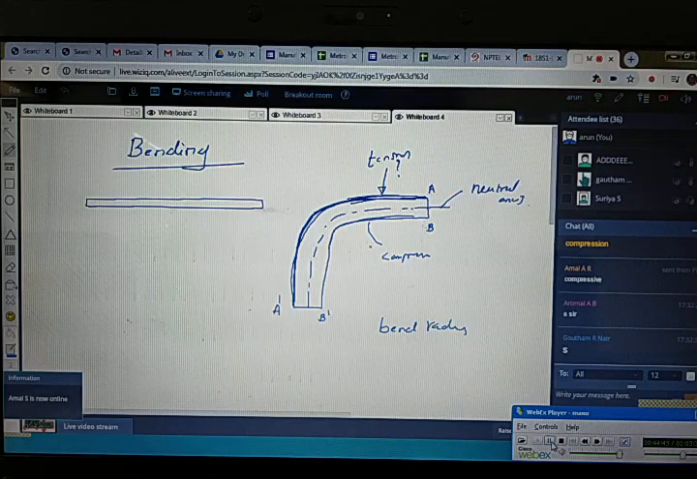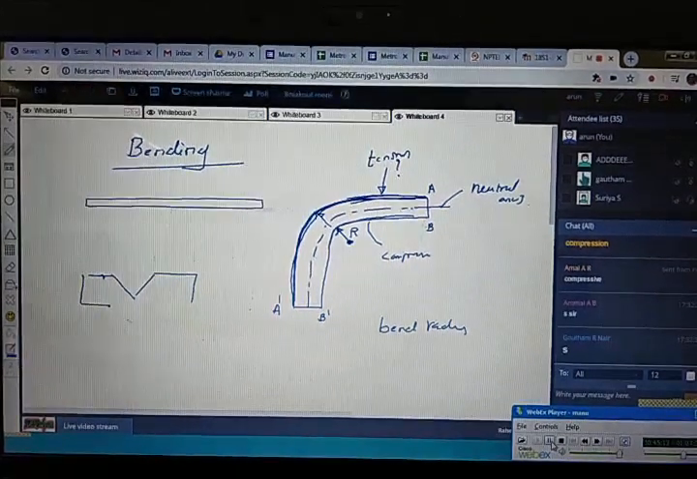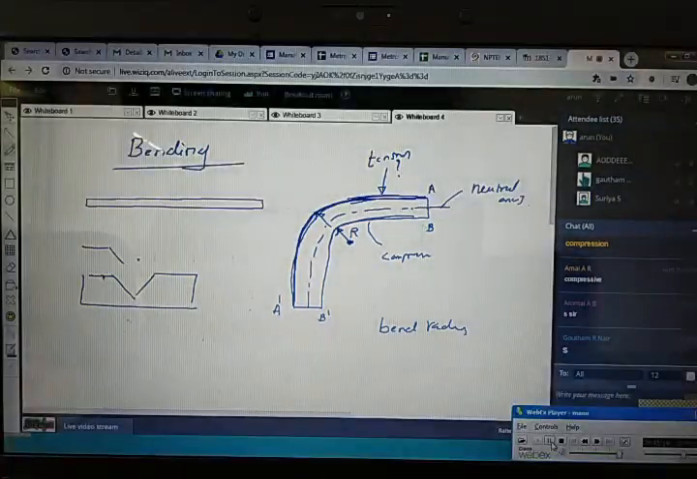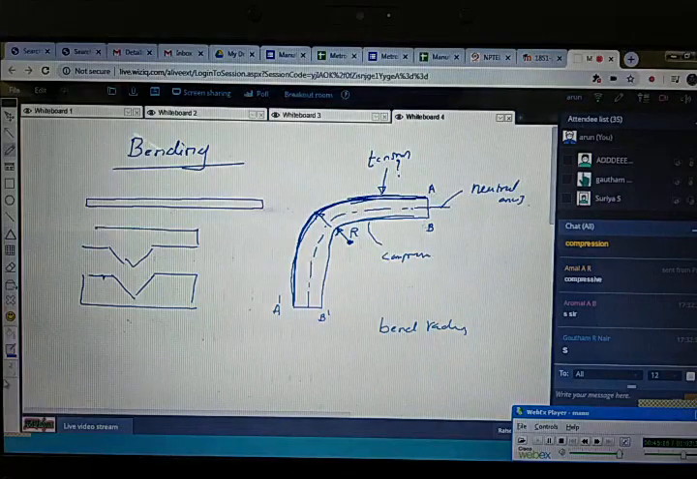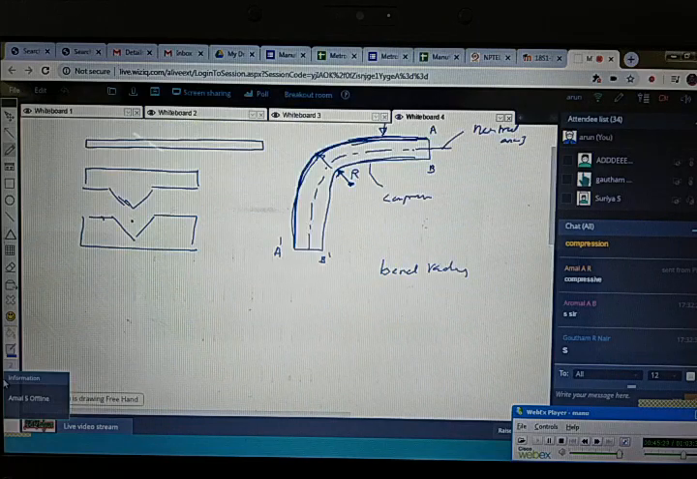Next, what is the bend radius? It is measured from the point to the inner part of the bend. We are not considering the outer part. The inner part of the bend is what we call the bend radius. Clear to all? The bending will vary depending upon the die used. In this case, a V type of die and punch is used, and another type is by using a wiping die.